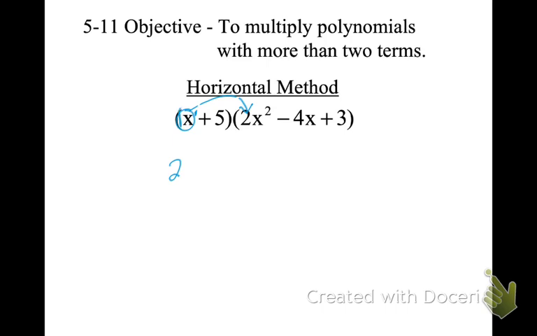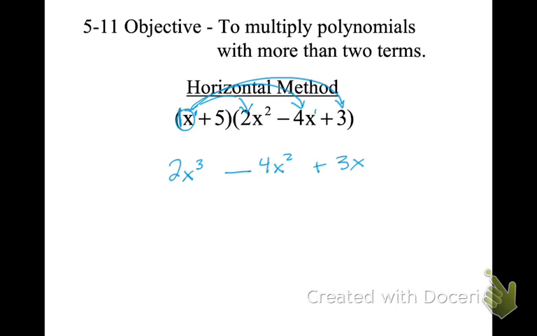So the coefficient here is a 1. So 1 times 2 is 2. And I have x to the 2 plus 1, is the third. And then I'm going to do here, x times negative 4x is negative 4x to the second, because it's the 1 and the 1, right? And then I have x times 3 becomes plus 3x.